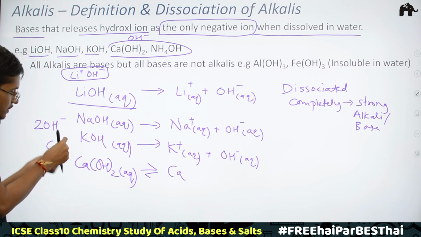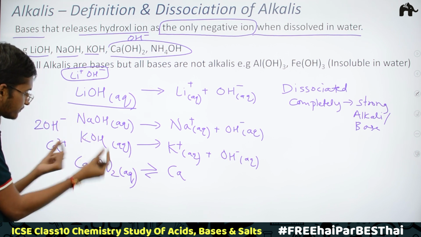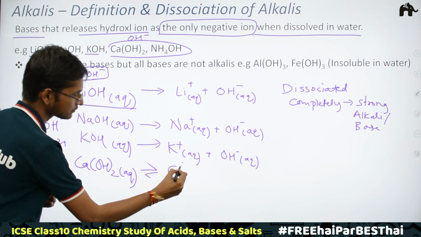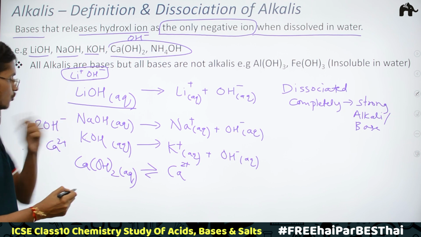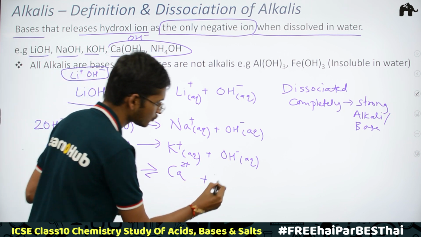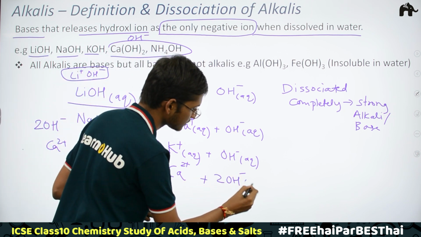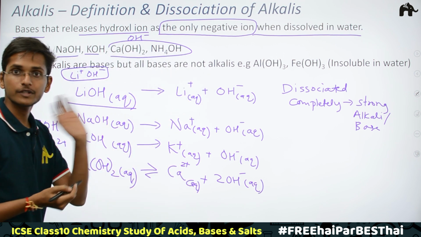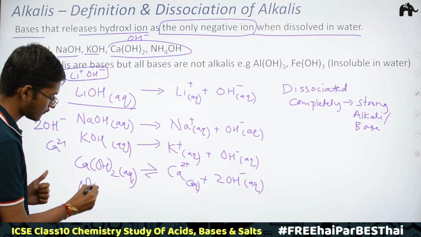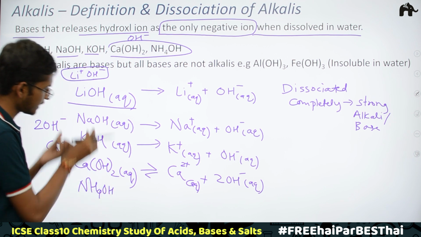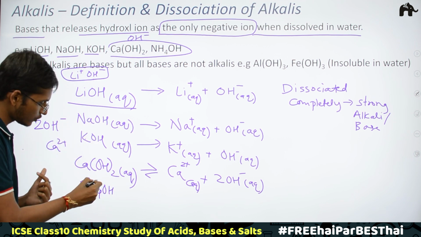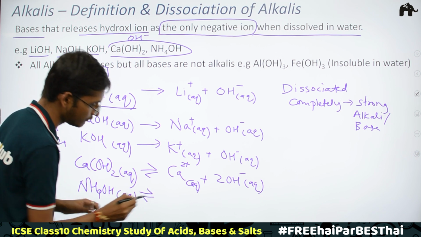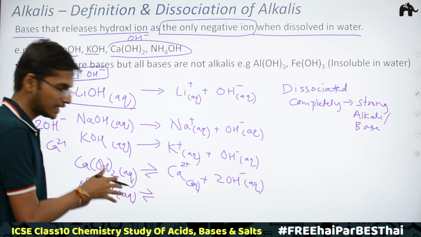So they would just split up, separate, into these ions, Ca2 plus and 2 OH minus, aqueous. Same way, NH4OH. It's like NaOH only, NH4 plus and OH minus ions. It would dissociate, and again it is also a weak alkali.